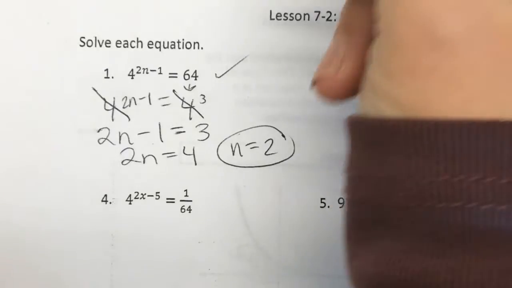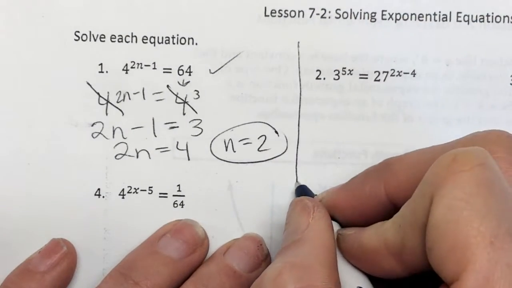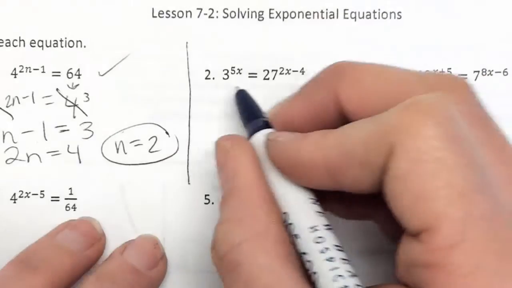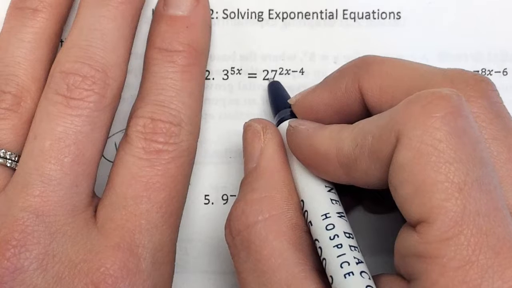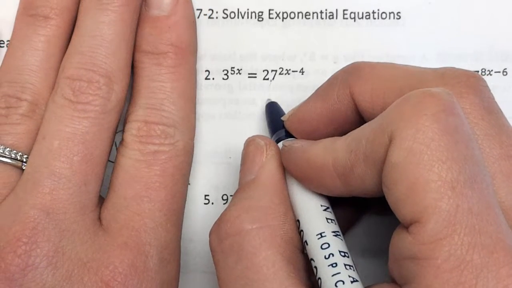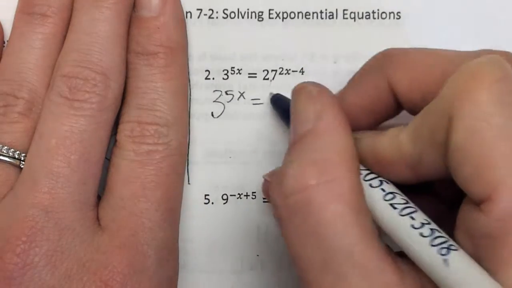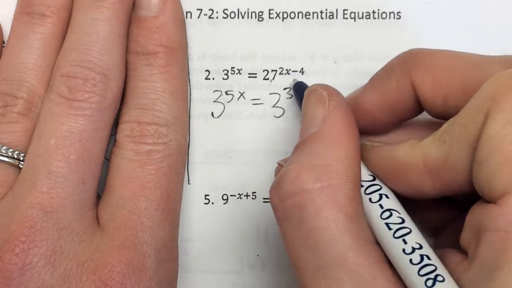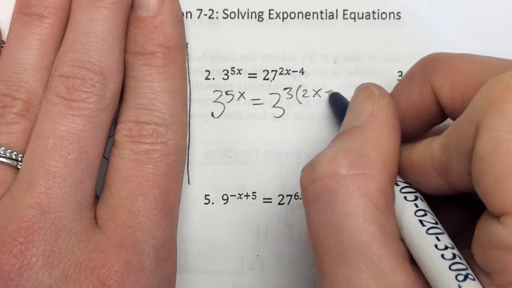Questions about that one? Alright, number 2. What's the smallest base? So this is the one we don't want to change. So could we change this to a 3? By raising it to the what power? Good, because 3 to the 3rd power is what? Good. But this one already has an exponent. So what do we do with it? Very good. Bring it down. We can multiply it.